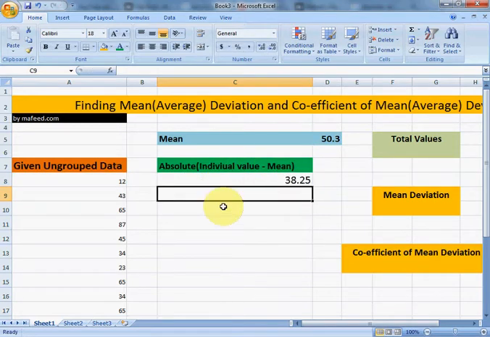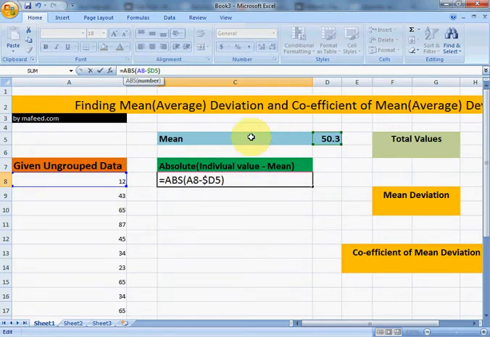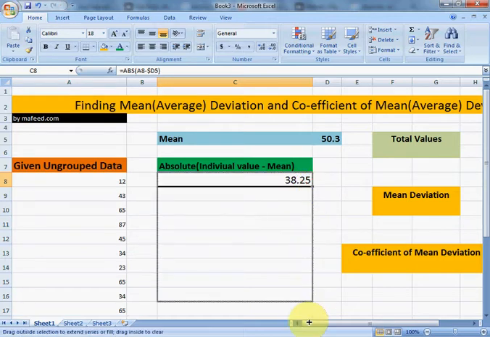And similarly, we will find the difference of all these individual values from mean value, and we'll take absolute of it, as mean value will remain throughout the same. That's why here we will put absolute before D5, which represents the value of mean value. So we will drag it downwards. Notice this plus sign. When it becomes narrower, then we are ready to pull it downwards.